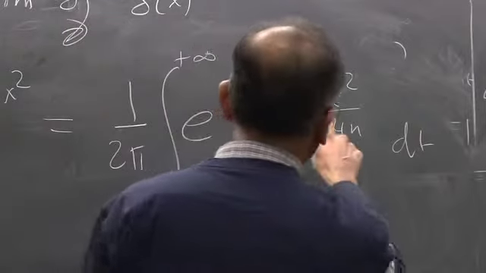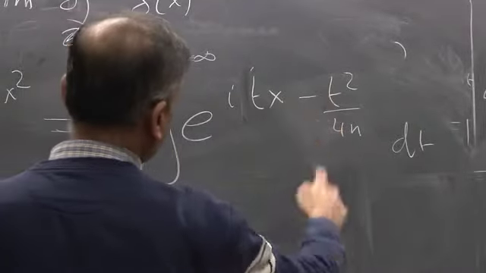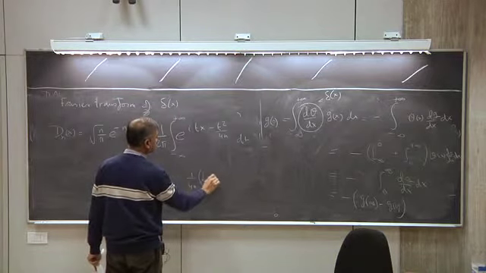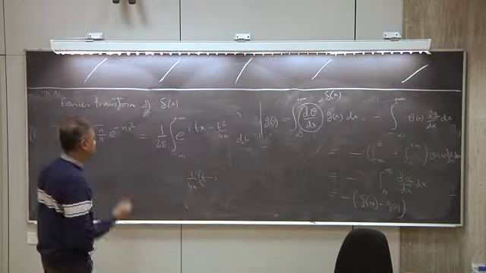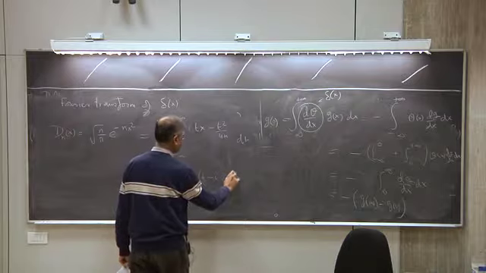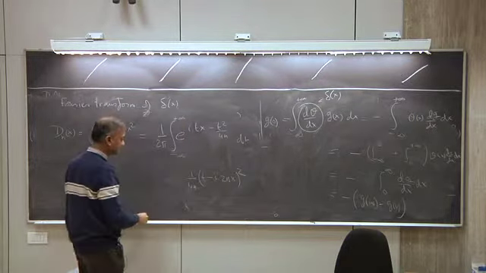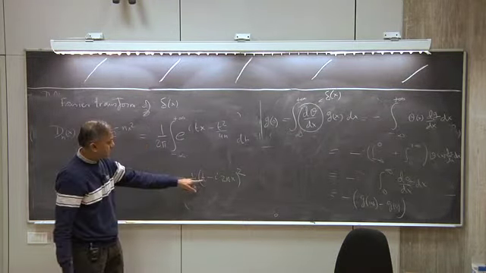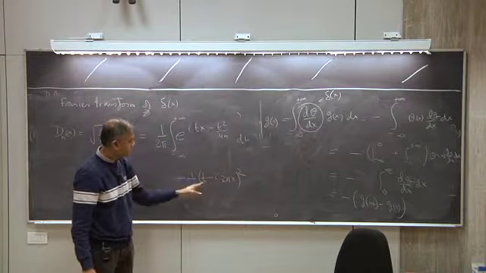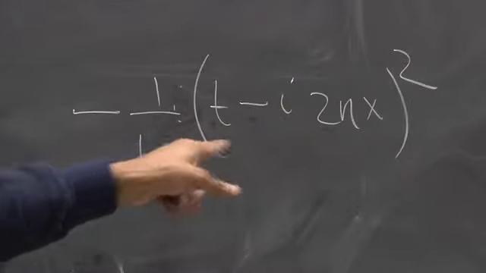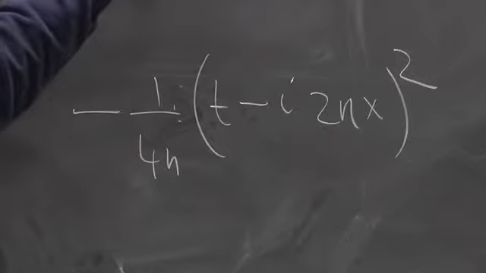It's not a big deal. You just try to make it into a whole square. So I want to write it as 1 over 4n times t minus i times 2n x, whole square, with the minus put here. If you open it up, there's a t square term, which is that. Then the cross term gives you minus 4n x t times i, the 4n cancels, and you get minus minus plus, so that's i t x.